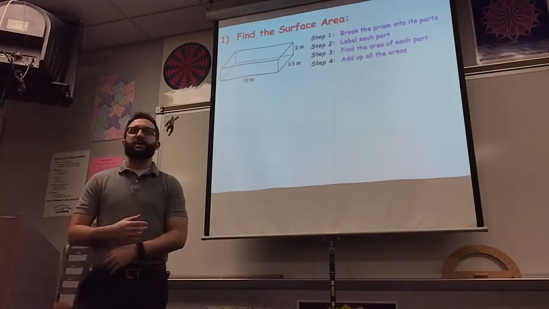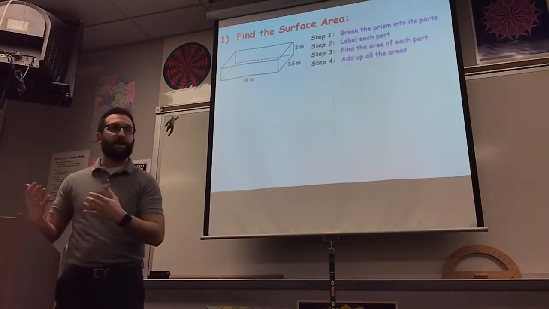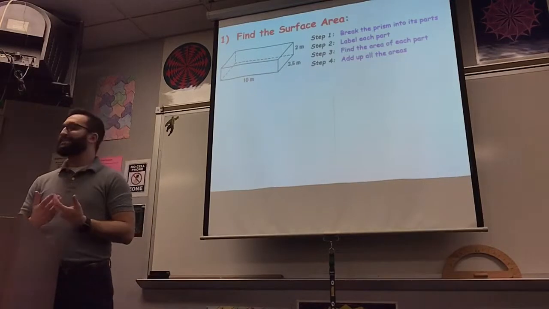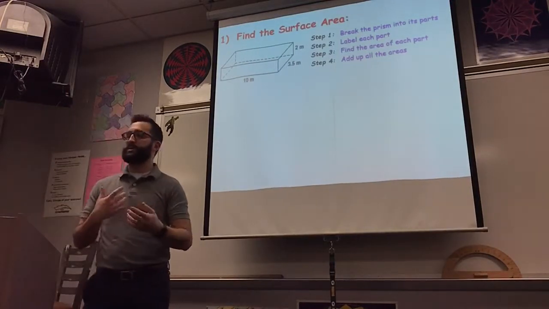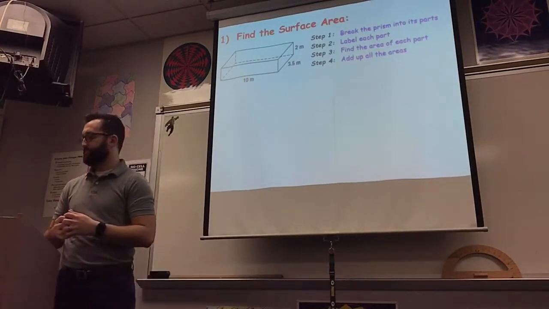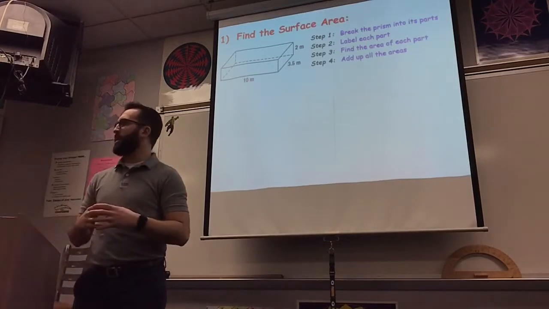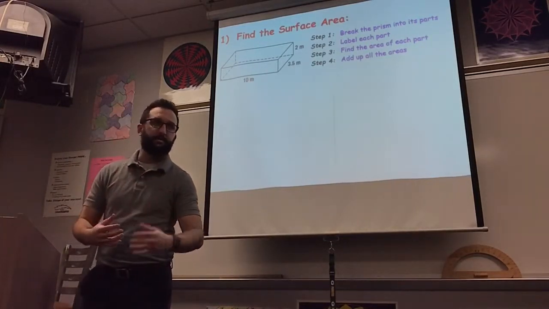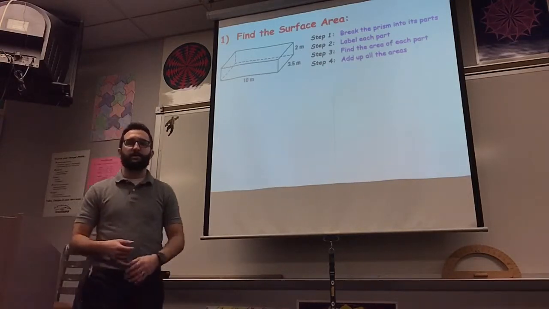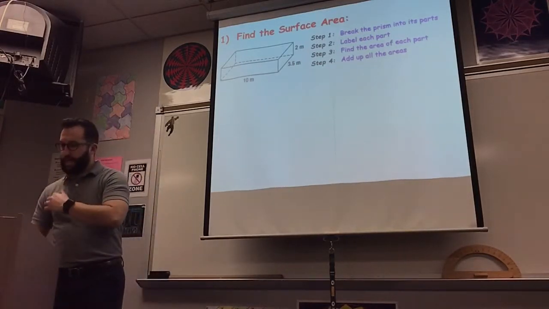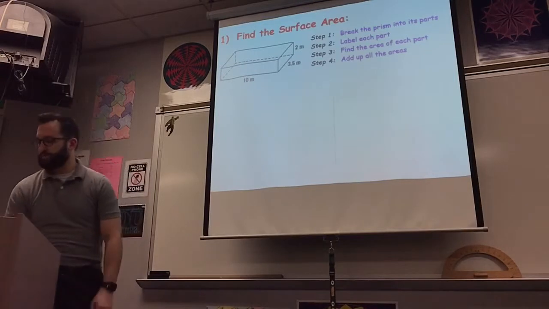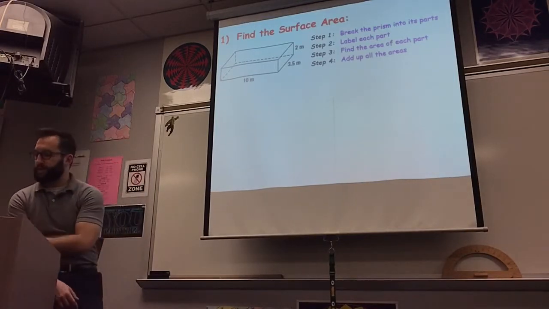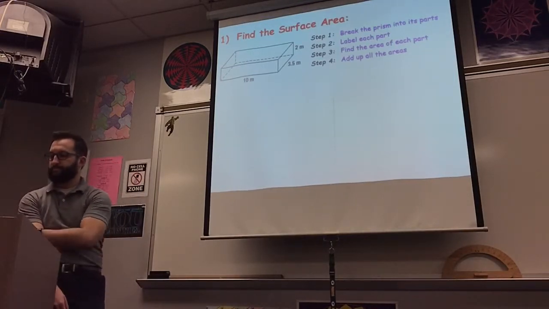Now, the labels can be anything from front, back, top, bottom, left, right. That's how I label things. Or if we're dealing with triangles, I label it like top triangle, bottom triangle, or left, right, back, those kinds of things. Then we want to find the area of each part, and then finally add up all those areas. Okay?